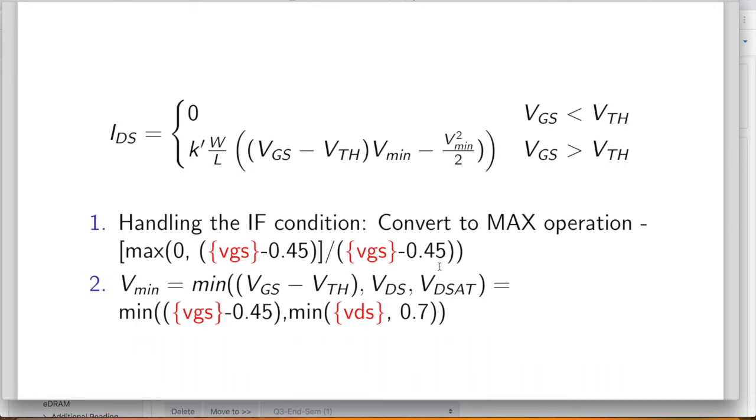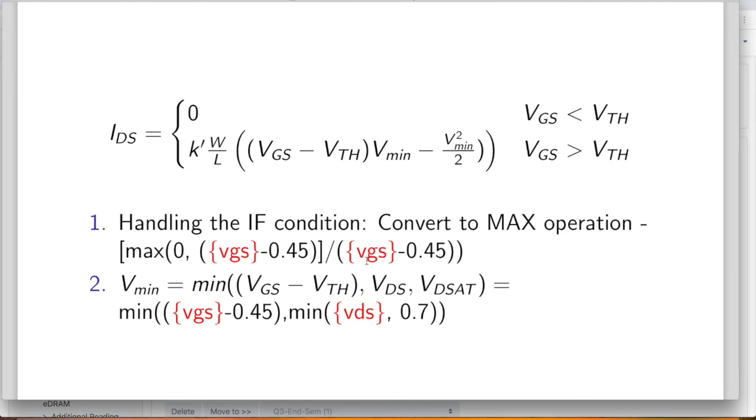Let's assume that Moodle does not choose VGS to be 0.45. That's the only case where this will fail, when it will become a divide by 0 error and I have a problem. But in all other cases this expression will work. So if VGS is greater than 0.45, then clearly this will be a positive number and the max will simply be VGS minus 0.45, and I'm dividing by VGS minus 0.45. So the answer is 1. But if VGS is less than 0.45, then the answer will be 0. The max will be 0 and I will get 0 for this term.